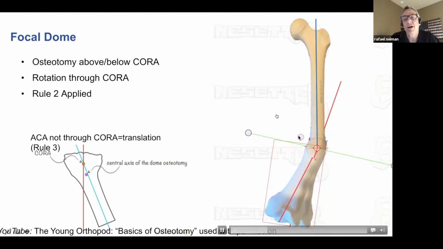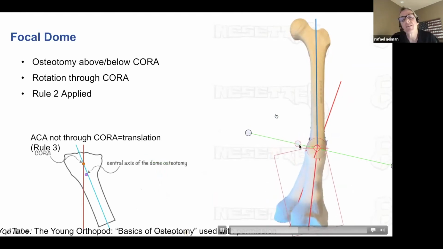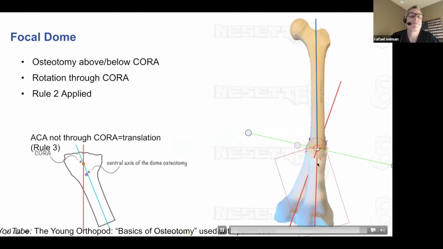Now, an application of this is called the focal dome osteotomy. This involves rule 2, where if you have your CORA and your ACA is at the center of your CORA, you can cut below it and rotate it. So if you have a dome osteotomy there, you can create a correction without an opening wedge that leaves a bone gap, or a closing wedge, which would shorten your construct. So it is a beneficial osteotomy.